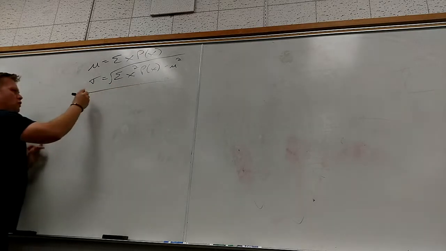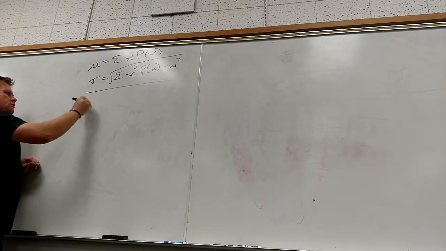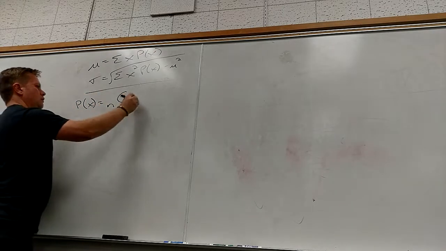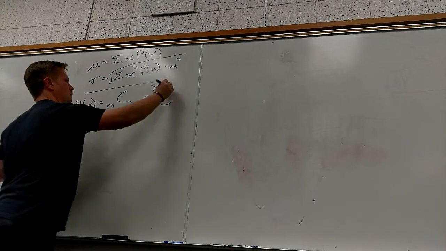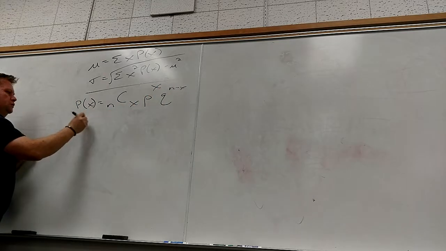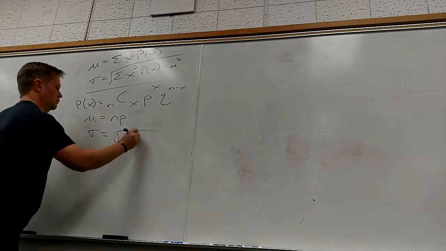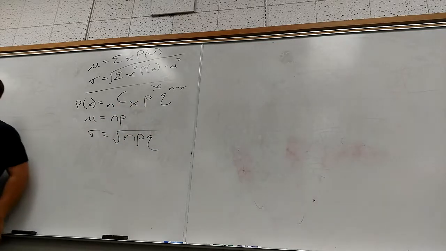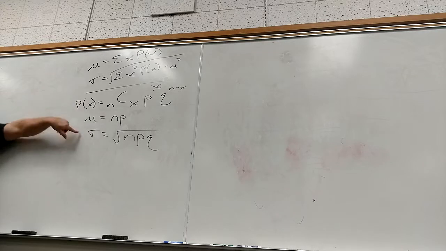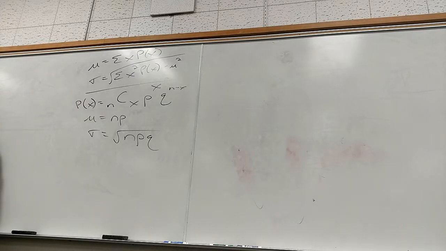And then we got binomial stuff. Remember this little dude? This is chapter 4 stuff. 4.1, 4.2, 4.3. Yeah. This is chapter 4.